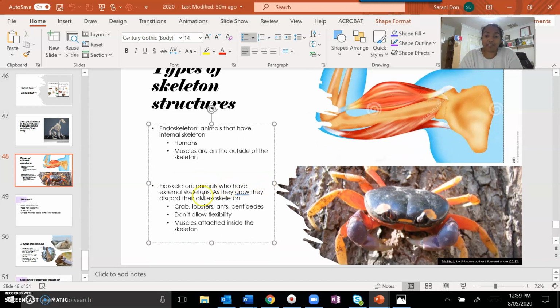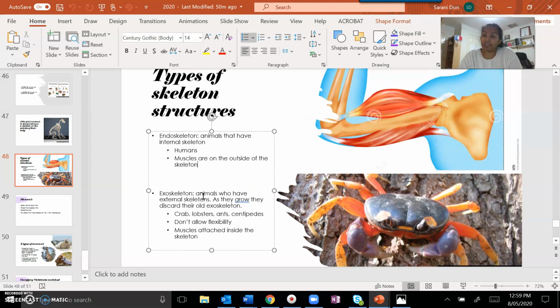Exoskeleton: animals who have external skeletons. As they grow, they discard their old exoskeleton. They have a hard structure on the outside, and when they grow bigger, they remove the exoskeleton they had and have a new one. Crabs, lobsters, ants, and centipedes are animals that have an exoskeleton. If you think about crabs, they have a really hard structure, and with a hard structure like that, you don't have a lot of flexibility like us.